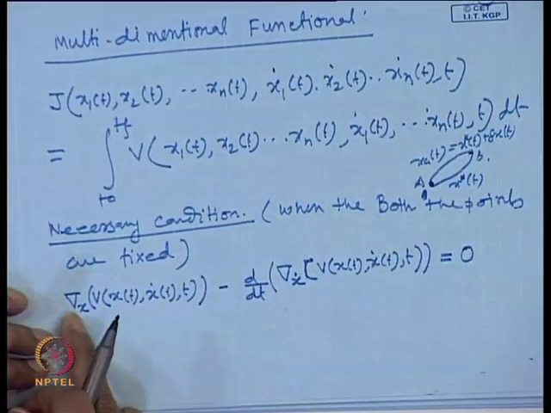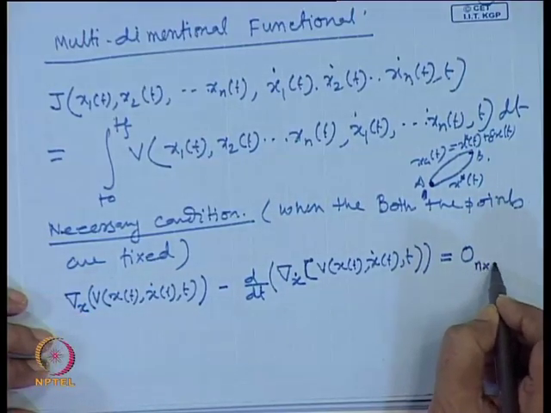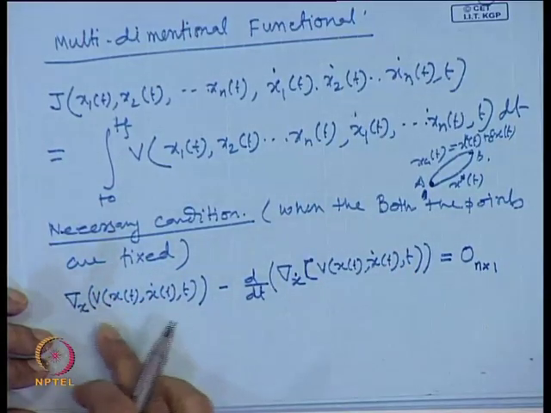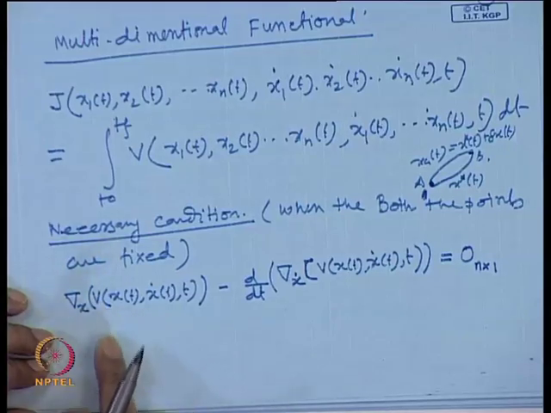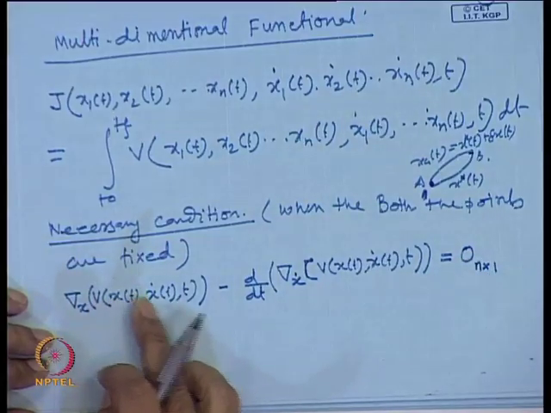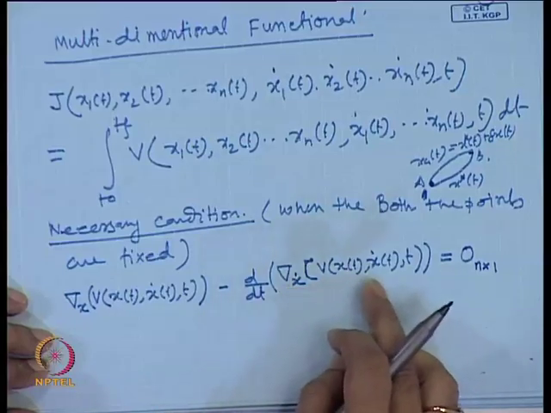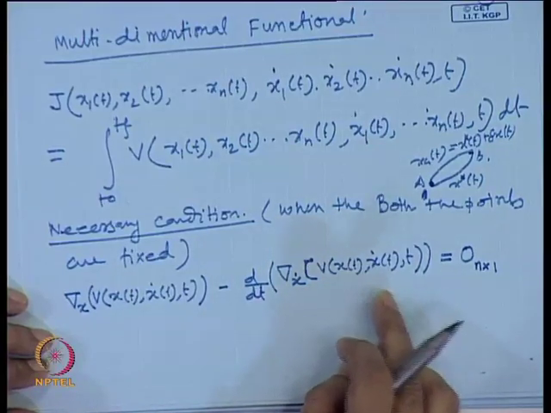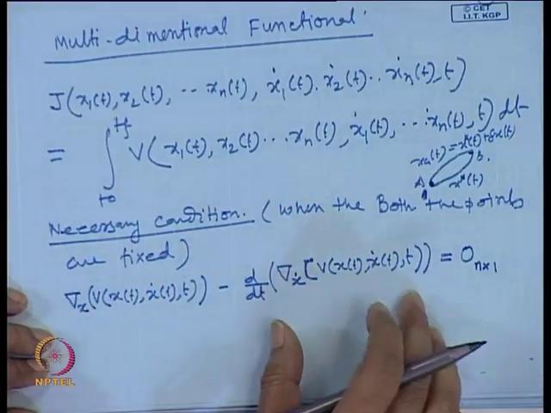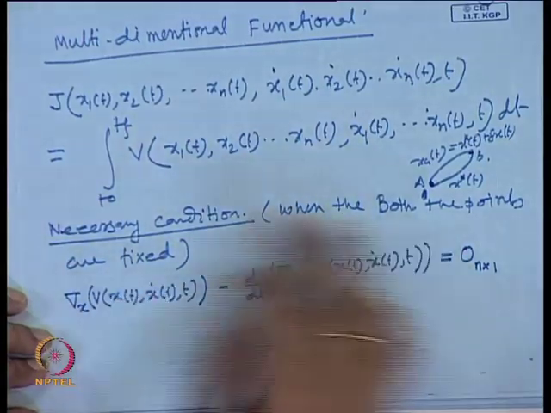I am writing the same equation only using the gradient symbol here. So, that equation will be n cross 1. That means, if you see this one, del v of del x 1 minus d/dt del v of del x 1 dot is equal to 0, agree, whose dimension is scalar. That means it is a second order differential equation, because I am differentiating x 1 dot with respect to time.